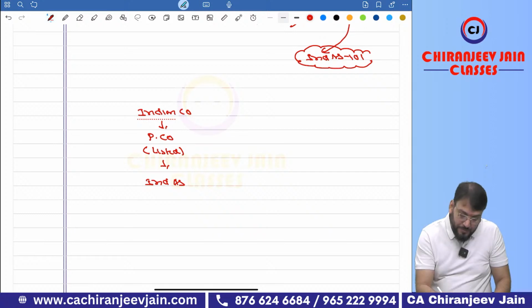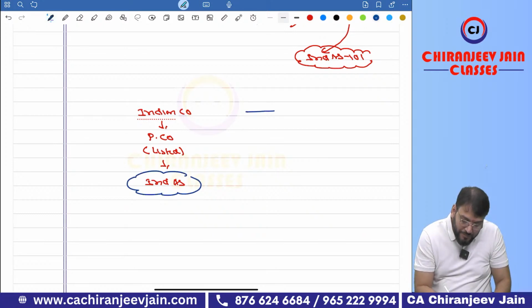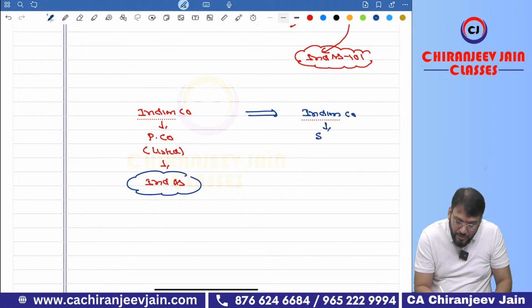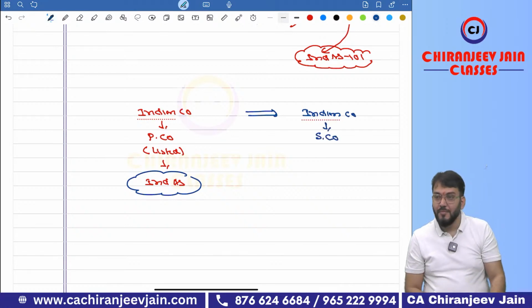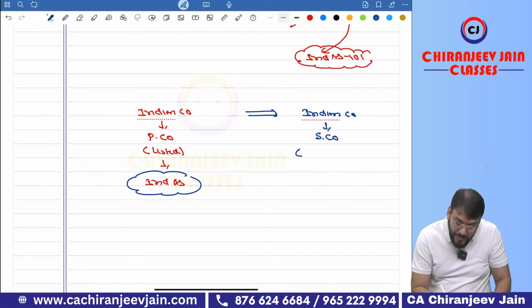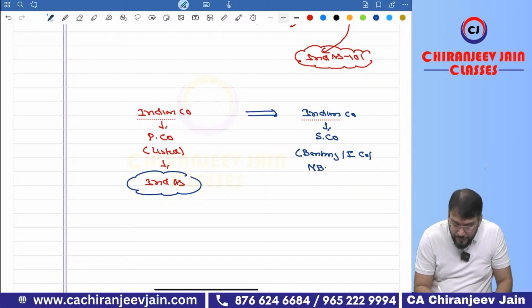Ind AS is applicable. Now this Indian company, actually this is also an Indian company, by mistake I have written Indian company. Both are Indian companies. It has a subsidiary company, but this subsidiary company is a banking company or insurance company or NBFC.